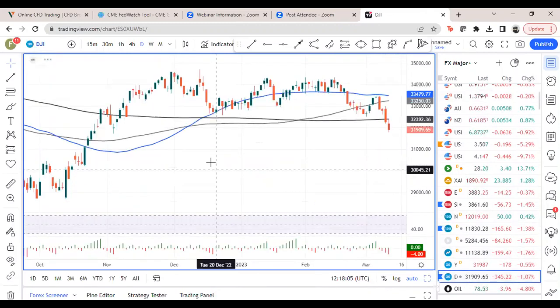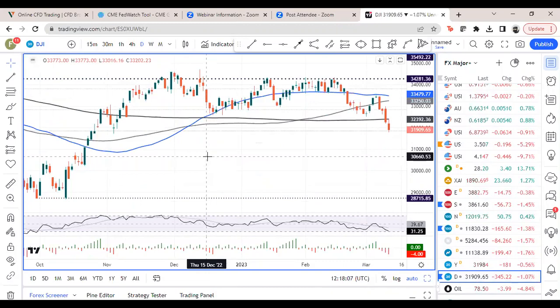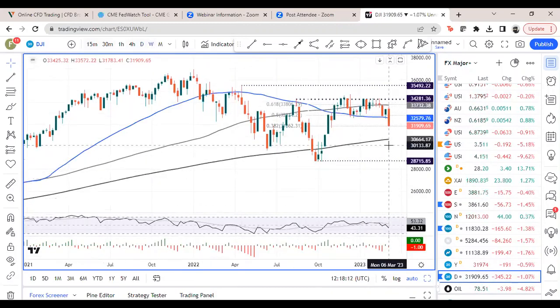For the Dow, again, bearish engulfing candle, big one there on the Dow. Sorry, just checking something out there. Yeah, so big bearish engulfing candle below the 50-week moving average as well at 32,579.